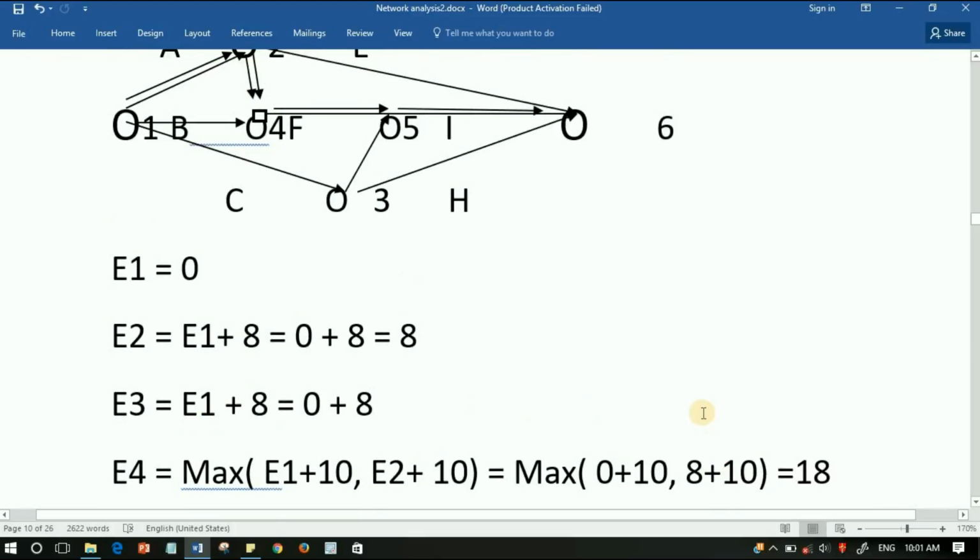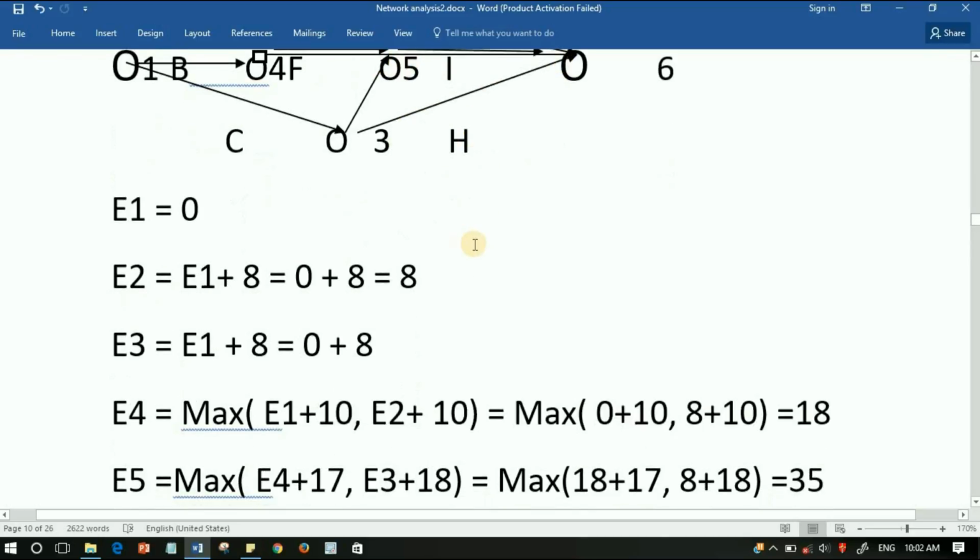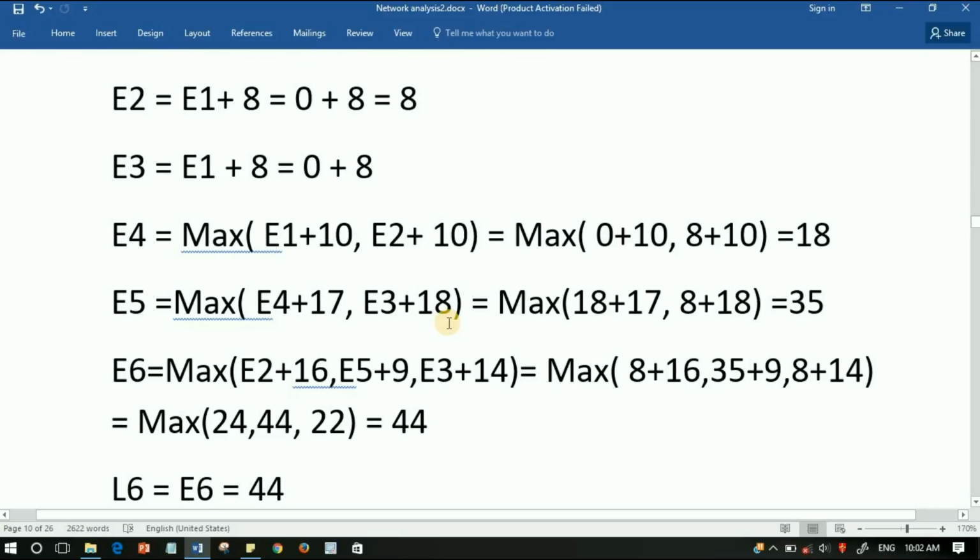E6, so you can see that there are three activities before completing the final activity. It should be completed 2 to 6 and 5 to 6 and 3 to 6. So we take the maximum of E2 plus time duration and E5 plus time duration and E3 plus time duration. So the maximum value is 44. We take E6, that is the last event. E6 is equal to 44.